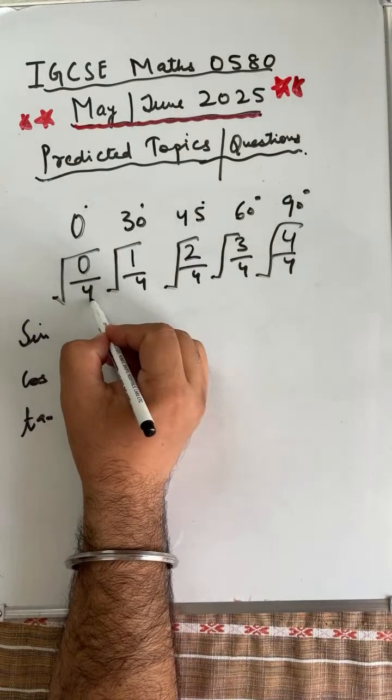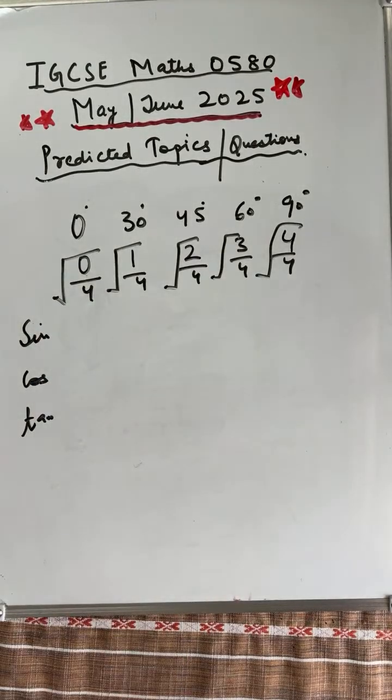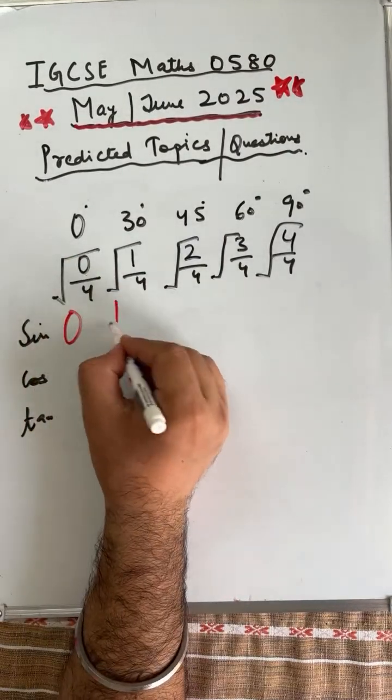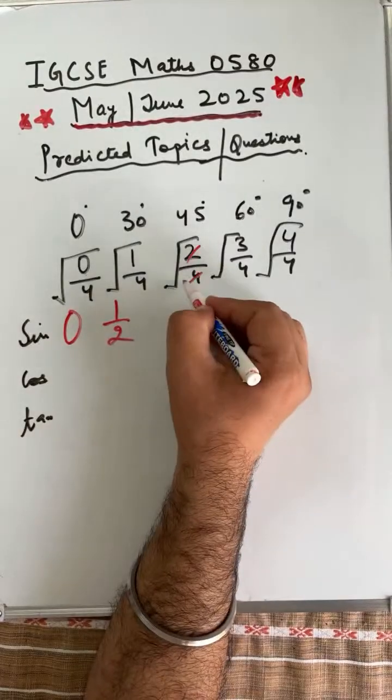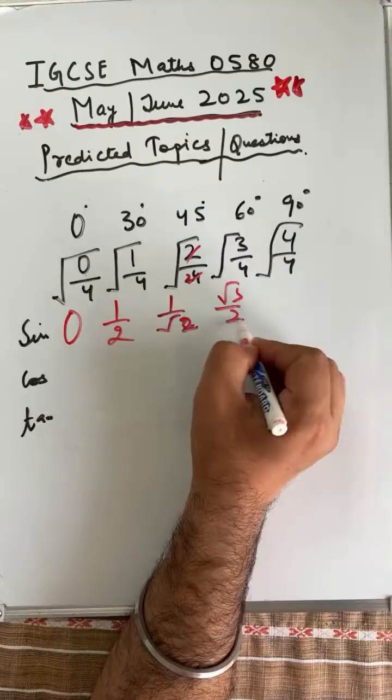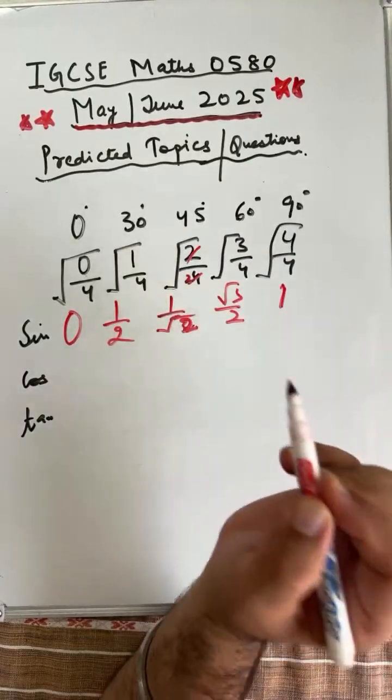Now 0 upon 4, the square root will be 0 only. So sine 0 will be 0. This will be 1 upon 2. This will be 1 upon root 2, root 3 by 2, and this will be 1.